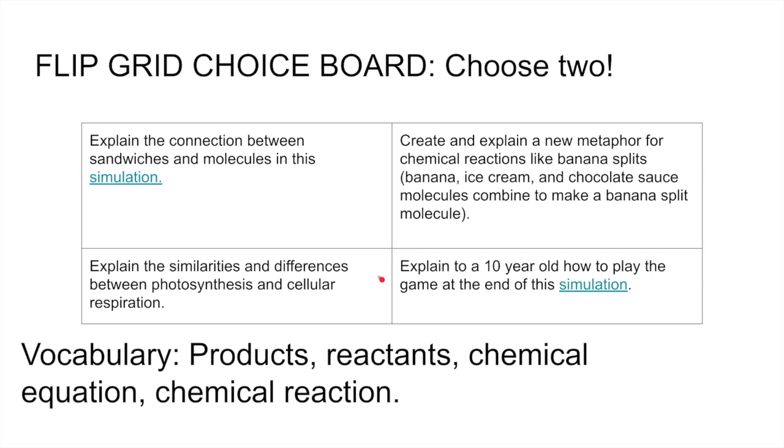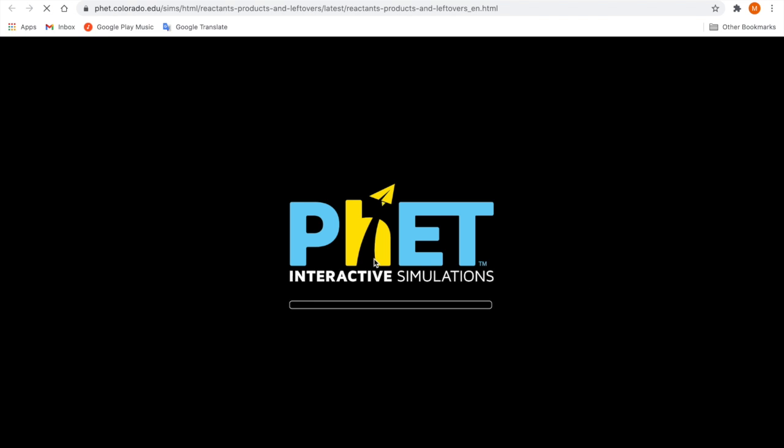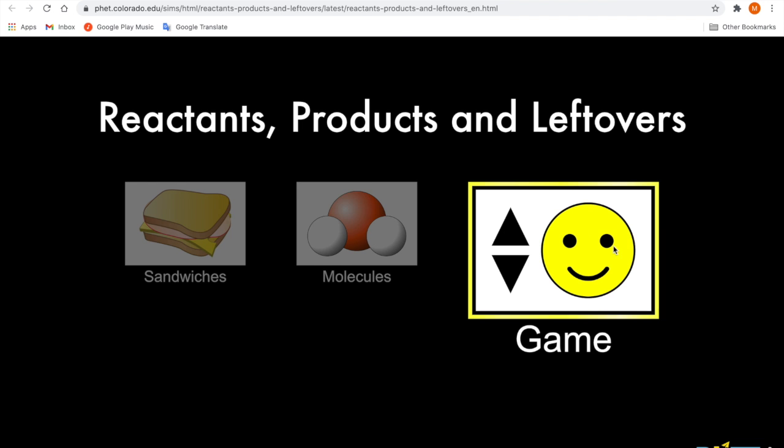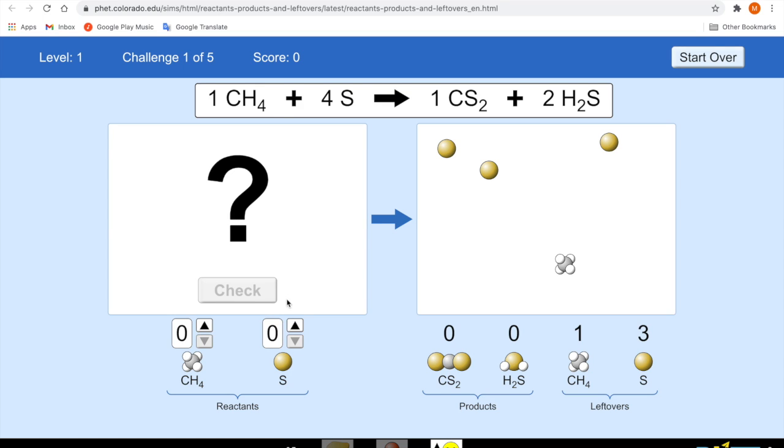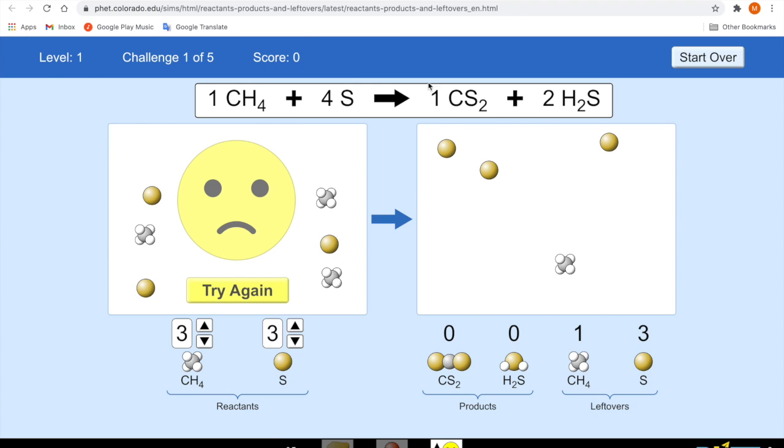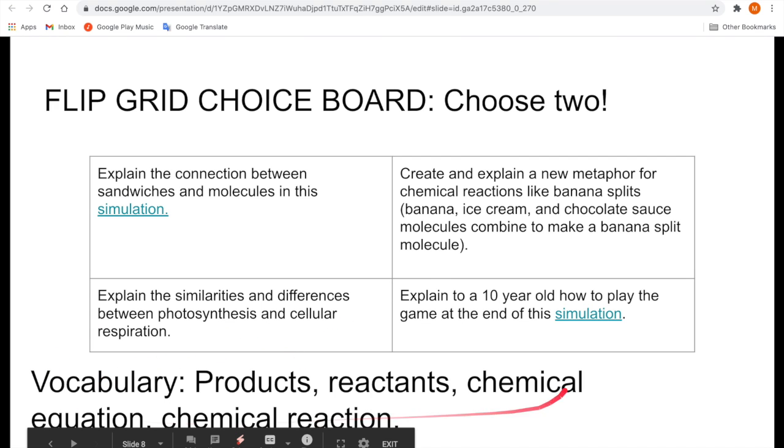And your final option is explain to a 10-year-old how to play the game at the end of this simulation. So if you look at this simulation, there's a game here, and how do you play this game? Remember to use the vocabulary down here: products, reactants, chemical equations, and chemical reactions.